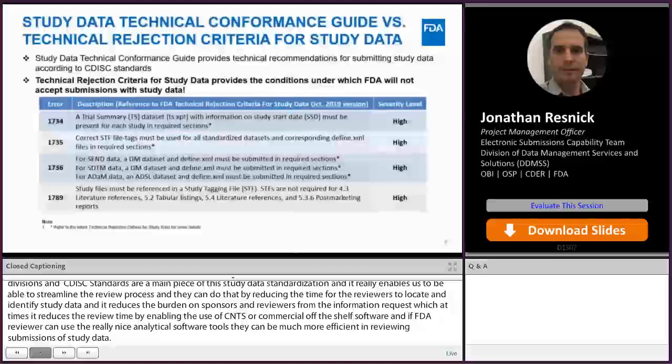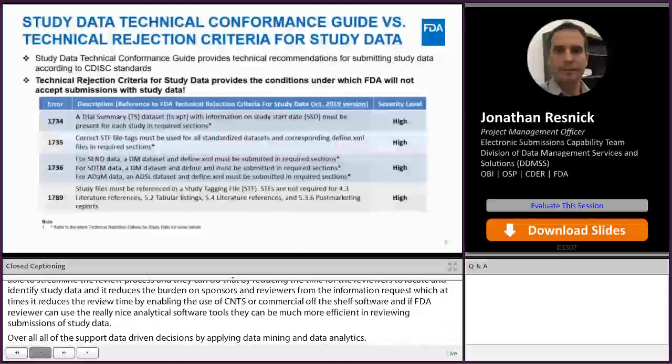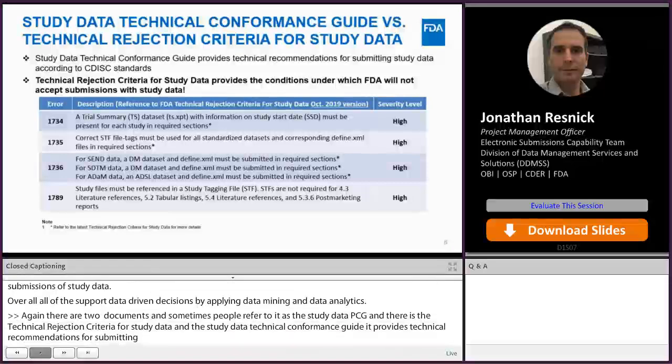Now again, there are two documents: the Study Data Technical Conformance Guide, sometimes referred to as the Study Data TCG, and the Technical Rejection Criteria for Study Data. The Study Data Technical Conformance Guide provides technical recommendations for submitting study data according to CDER standards. The Technical Rejection Criteria for Study Data provides the actual conditions under which FDA will not accept a submission with study data. So it is really important that you review this document and understand it.